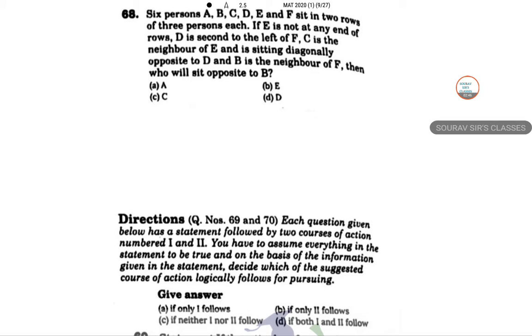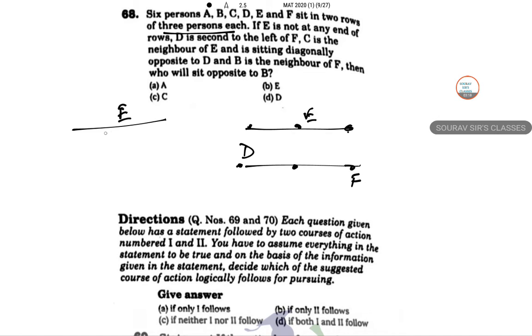Six persons, A, B, C, D, E, F sit in 2 rows with 3 persons each. If E is not at any end of the rows, that's not a useful information, so we can put E here. D is the second to the left of F. Second to the left means F has to be at one corner, either this or this. So we take it in this way. In another diagram we can take the exact opposite for possibility's sake.